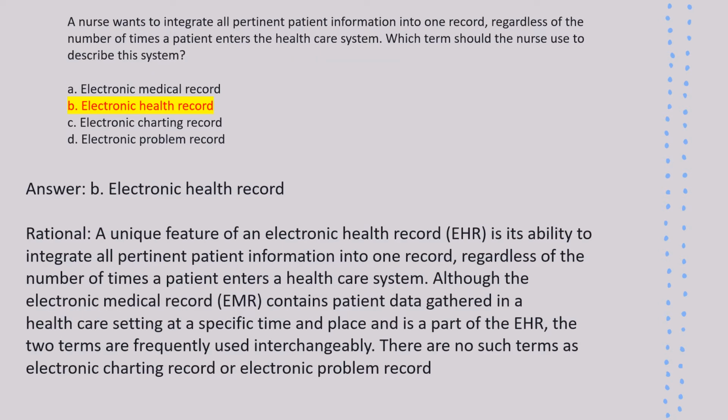Answer: B. Electronic health record. Rationale: A unique feature of an electronic health record (EHR) is its ability to integrate all pertinent patient information into one record, regardless of the number of times a patient enters a healthcare system. Although the electronic medical record (EMR) contains patient data gathered in a healthcare setting at a specific time and place and is a part of the EHR, the two terms are frequently used interchangeably. There are no such terms as electronic charting record or electronic problem record.